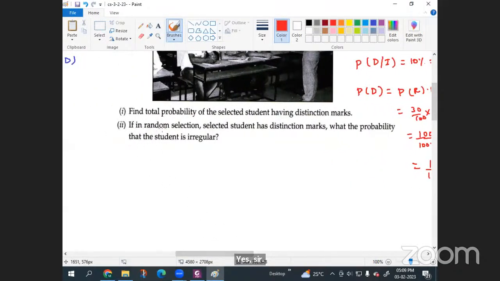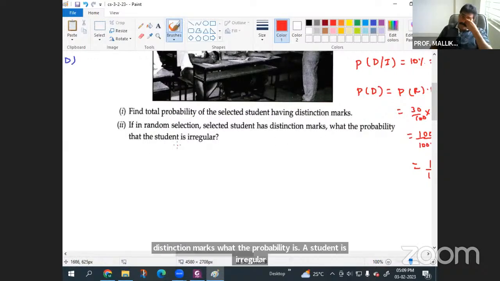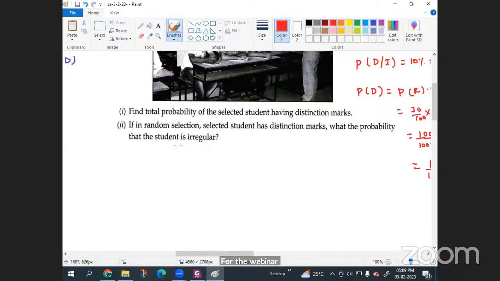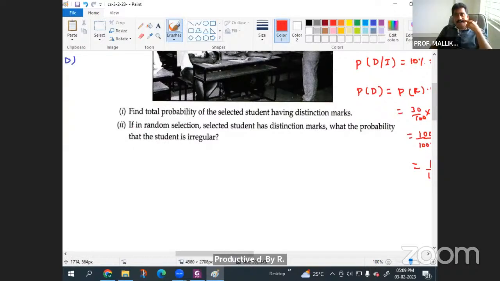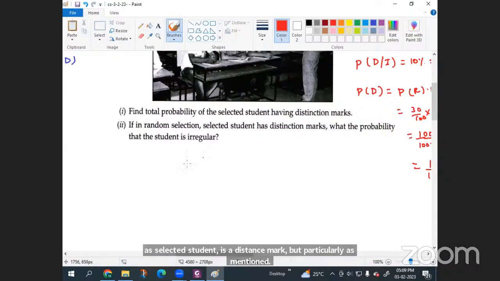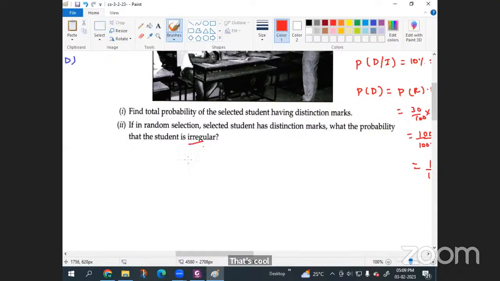If in random selection, the selected student has distinction marks, what is the probability the student is irregular? Now what we have to use? Probability of D by R... Particularly, it is mentioned or not? Selected student. They have selected one student with distinction marks. But particularly, it is mentioned from whom? Irregular students. Irregular student is mentioned.